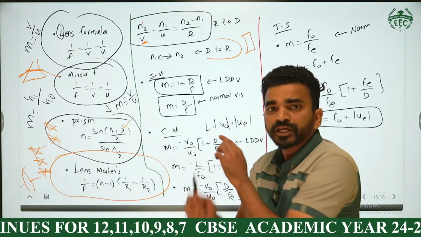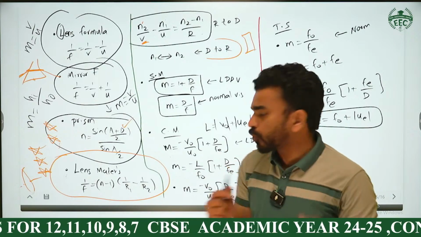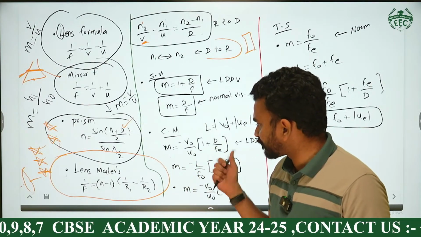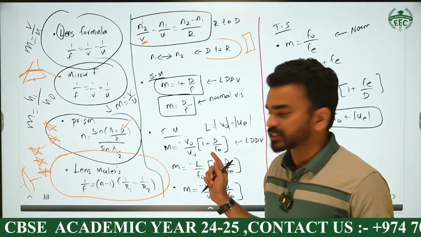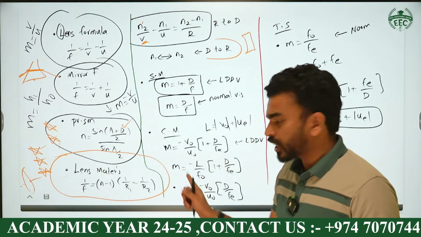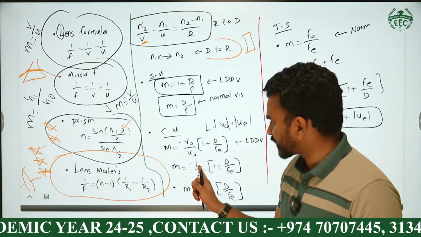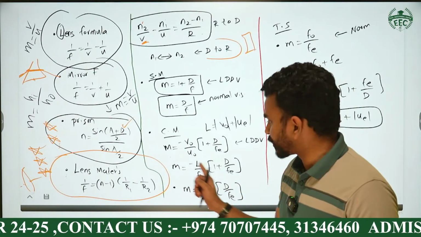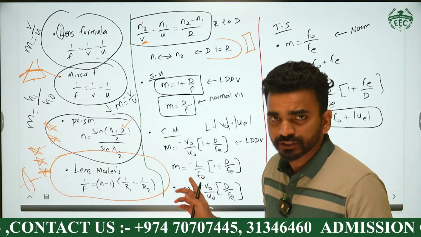VO stands for image distance of objective. UO means what? Object distance of objective. So 1 plus D by FE. FE stands for focal length of eyepiece. And this is the accurate formula; the approximate formula is this one: minus L by FO into 1 plus D by FE. So you can use this approximate formula, mainly that kind of question only will come direct.